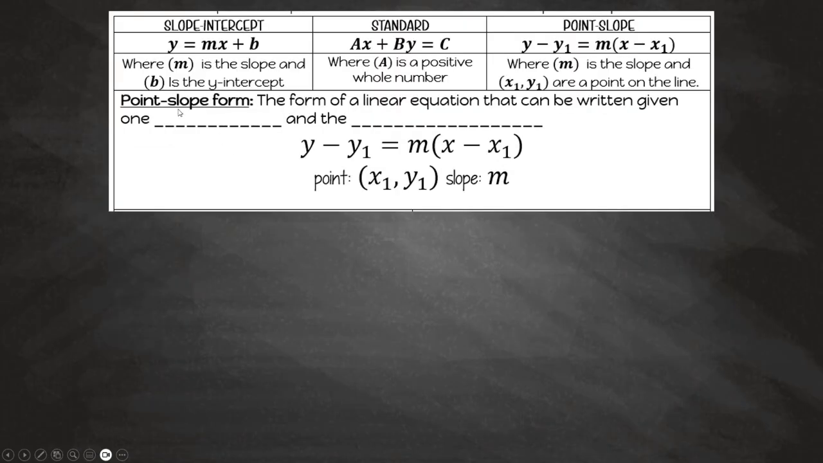All right, so let's review what is point-slope form. That's the form of a linear equation that can be written when we're given 1 point and the slope. We have to be given a point and we have to know the slope. So y minus y1, the y1 is the second number in an ordered pair, times m, which is our slope, equals times x minus x1. x1 is the first number in our ordered pair.